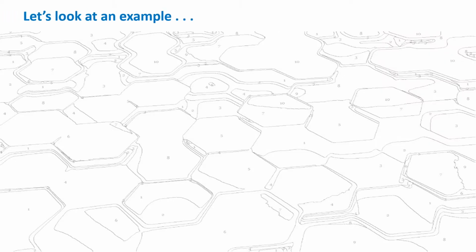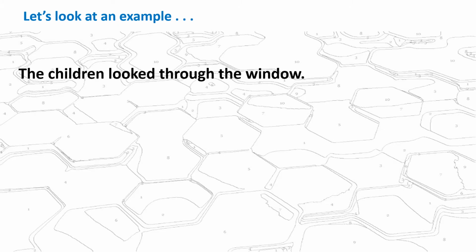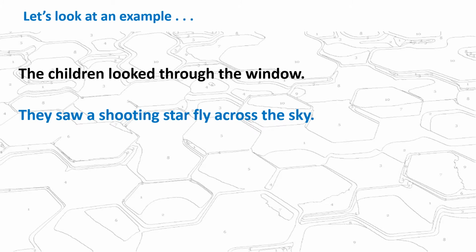So let's take an example. Now, we had that sentence, the children looked through the window, and we had to add another sentence to create the atmosphere. Here's one. The children looked through the window. They saw a shooting star fly across the sky. Actually, this sentence is not a very good one. I'd say this is quite a weak one. This one, I wouldn't want to use it.